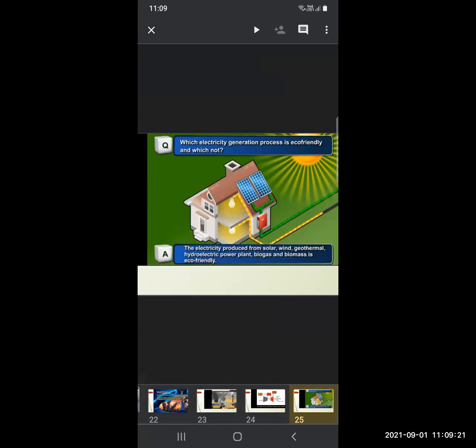Which electricity generation process is eco-friendly? The electricity produced from solar, wind, geothermal, hydroelectric power plants, biogas and biomass is eco-friendly. They are not responsible for creating pollution in the environment. So they are eco-friendly. Which are they? The electricity produced from solar, wind, geothermal, hydroelectric power plants, biogas, and biomass.